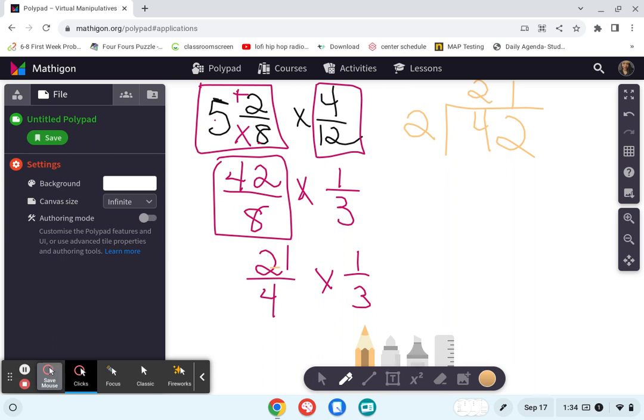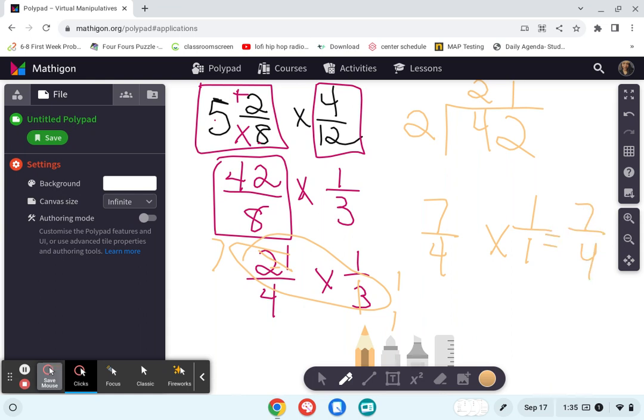Okay, so now I have the 3 and the 21. The 4 and the 1 are simple. 21 over 4, they don't really share any factors. So I've got to go my butterfly way, and I know that 3 is actually a factor of 21. So that is going to be 7 over 4 times 1 over 1. How many 3s are in 21? 7. So this is going to be 1 and 7. So now I'm going to multiply across. 7 times 1 is 7. 4 times 1 is 4.